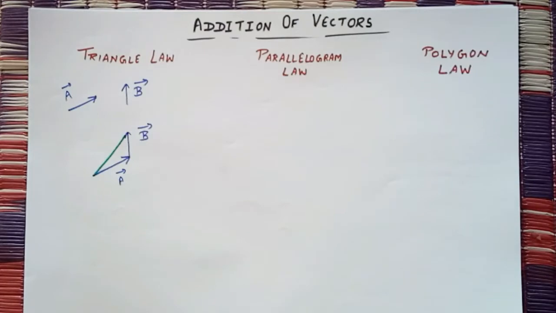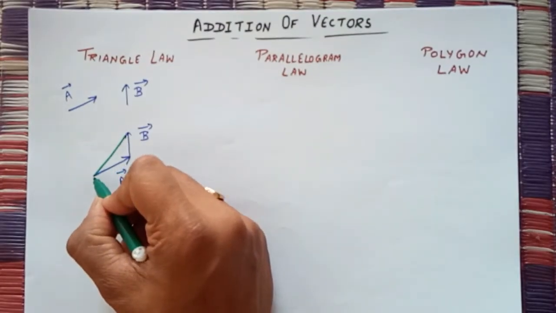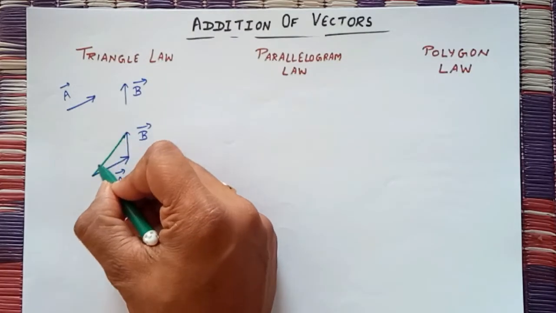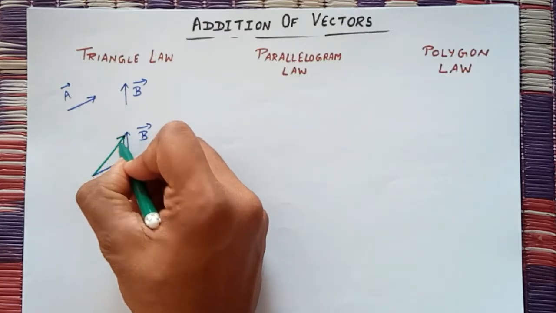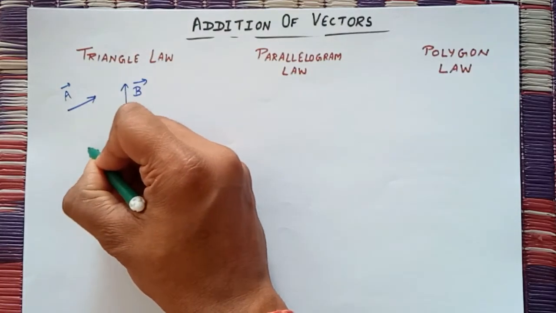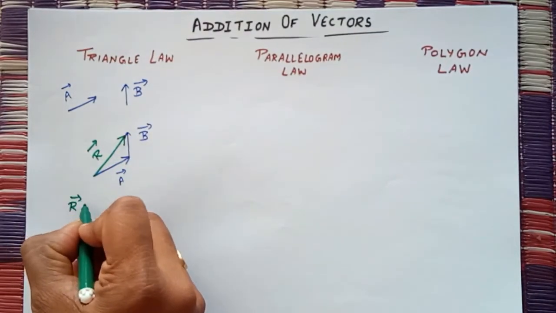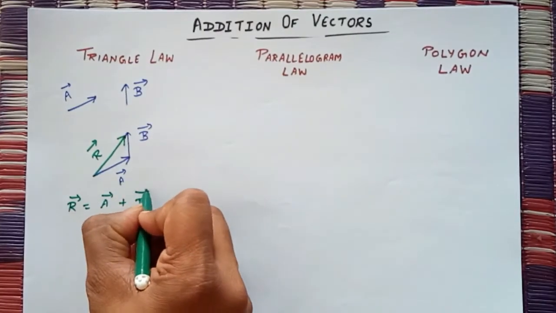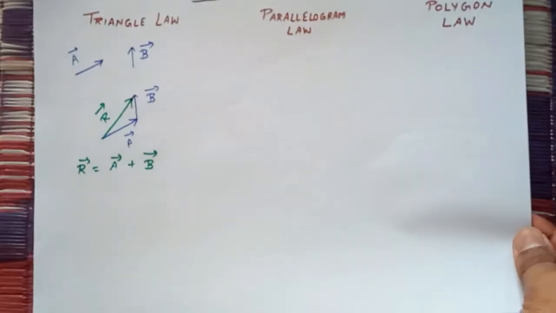And what will be its direction? Its direction will be opposite order, meaning A vector is going from here to here, then this is B, this should be their resultant, but it is in opposite order, so their resultant will be this, R vector, or I can write it as R vector is equal to A vector plus B vector. This is triangle law.